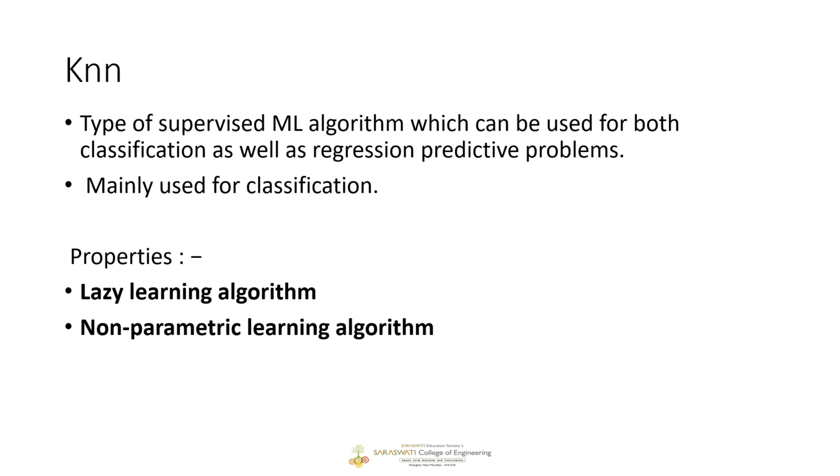KNN is also called a lazy learning algorithm because it does not have a specialized training phase. It uses all data for training while classification. KNN is also called a non-parametric learning algorithm because it does not assume anything about the underlying data set.